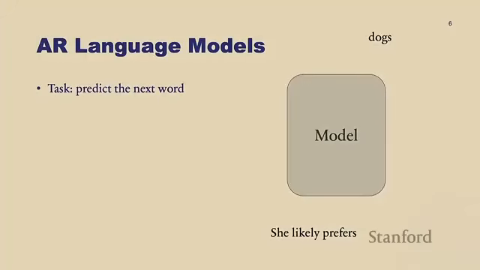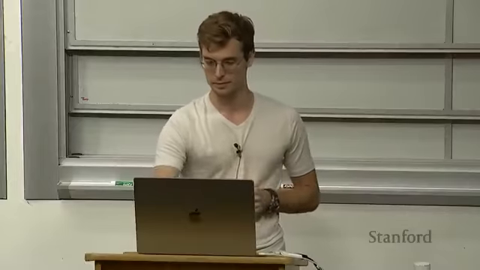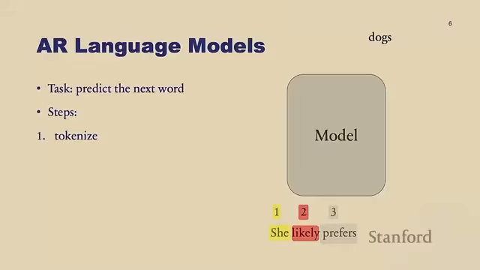Great. So autoregressive language models. At a high level, the task of an autoregressive language model is simply predicting the next word, as I just said. If you have a sentence like "she likely prefers", one potential next word might be "dogs". The way we do it is that we first tokenize. You take these words or subwords, you tokenize them, and then you give an ID for each token. So here you have 1, 2, 3. Then you pass it through this black box. As I already said, we're not going to talk about the architecture.